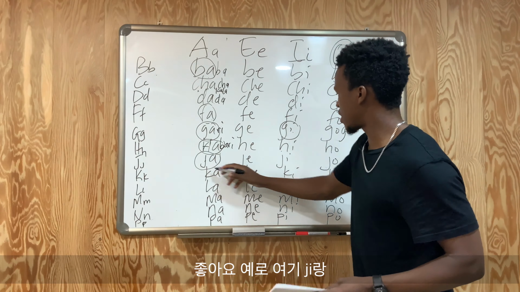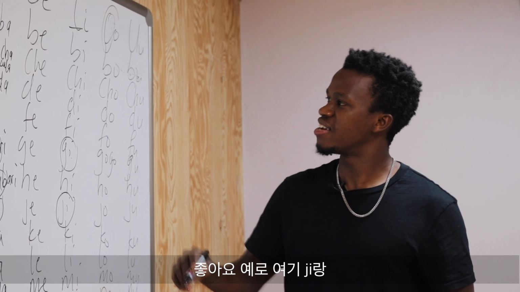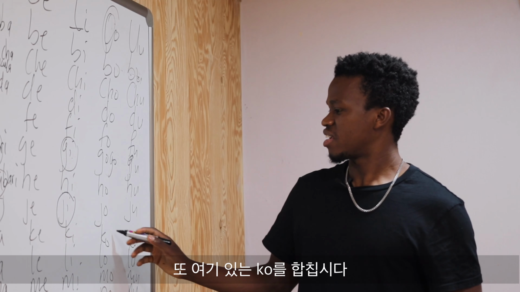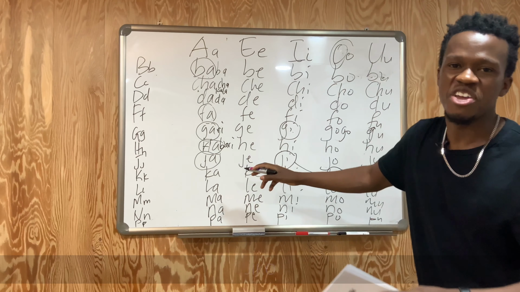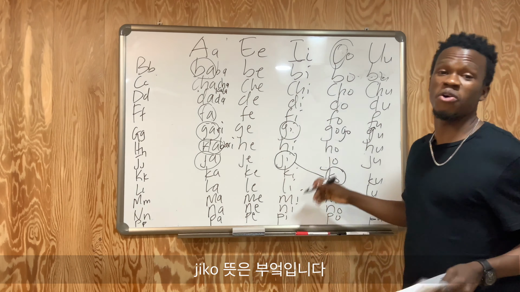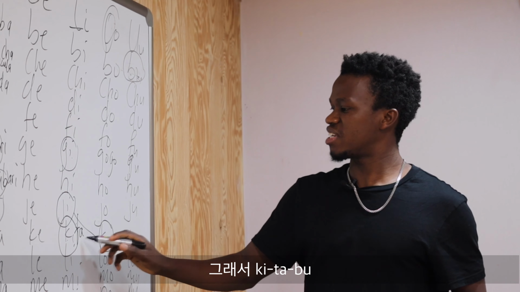Ji. Okay, we can take this one, ji, and then we can take ko. We have here jiko. Jiko means kitchen. All right. And then for K, we can take ki. I don't have space here, so I don't have ta, but I can write ta here. And then bu. So kitabu.